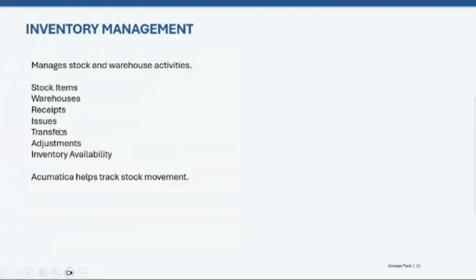We can transfer this stock item from one warehouse to another warehouse, where we shall be introducing a concept of two-step transfer and one-step transfer. Then there are some adjustments which we usually make in the warehouse, and also we do the inventory availability in the warehouse. So Acumatica helps to track the movement of stock items under the inventory management module.